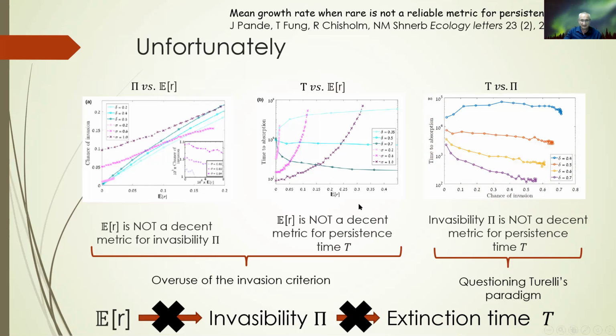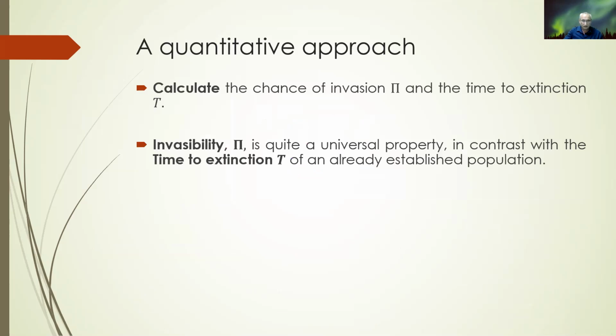So these are the problems that make the coexistence approach non-quantitative. One cannot extract the needed quantitative parameters, not from invasibility and not from the mean growth rate when rare. So the approach that I would like to suggest is a quantitative approach. What we would like to do is to calculate the chance of invasion and the time to extinction.